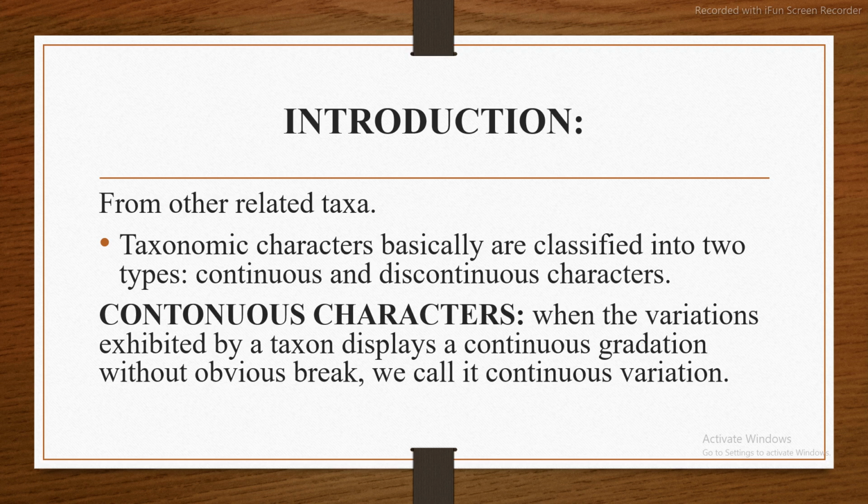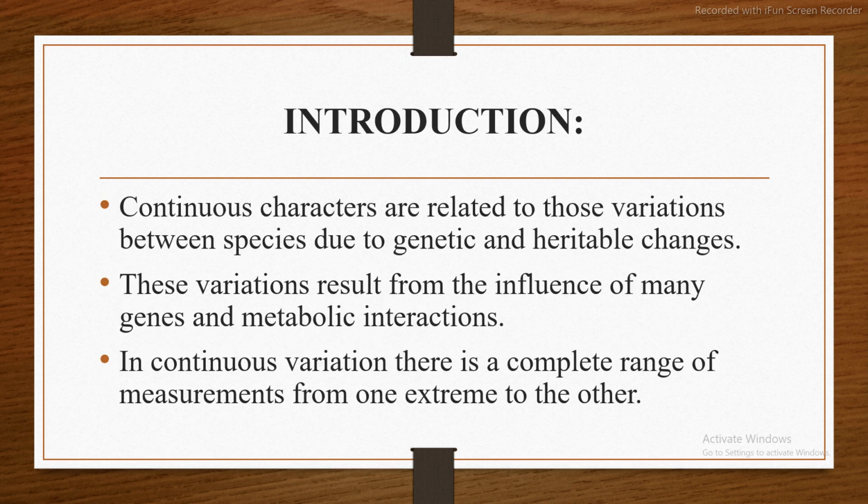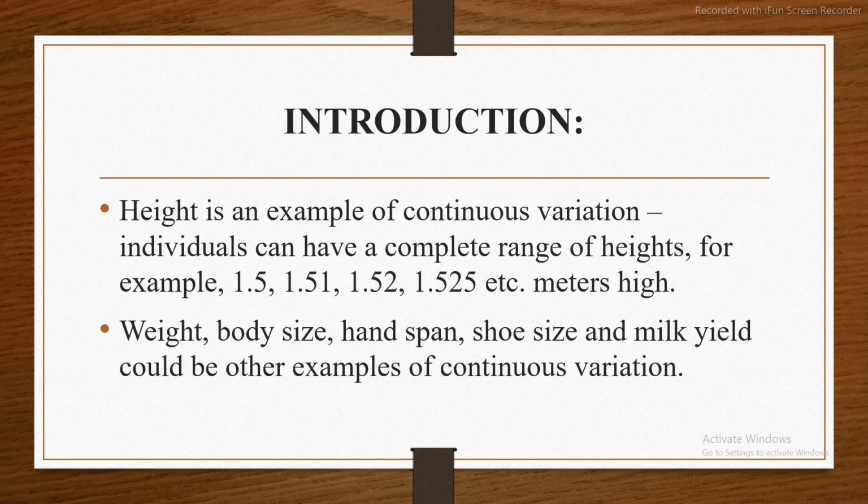First of all, I will describe continuous characters. When the variations exhibited by a taxon display a continuous gradation without obvious break, we call it continuous variation. Continuous characters are related to those variations between species due to genetic and heritable changes. These variations result from the influence of many genes and metabolic interactions. In continuous variation, there is a complete range of measurements from one extreme to the other.